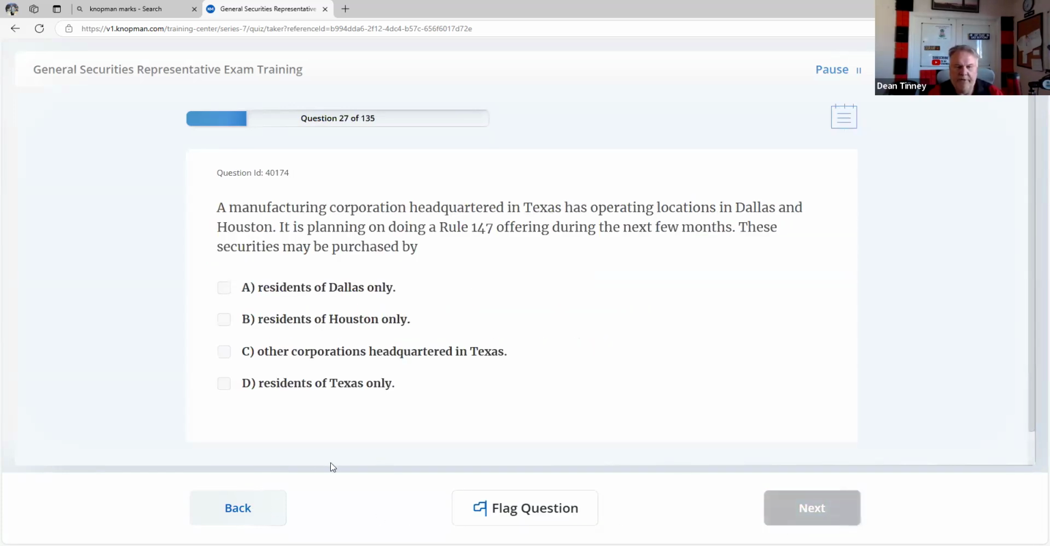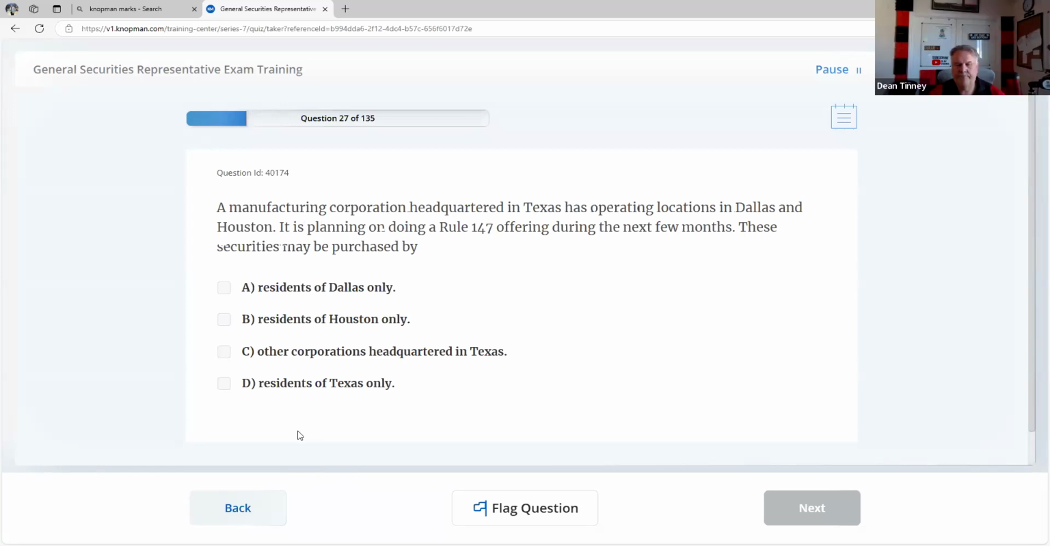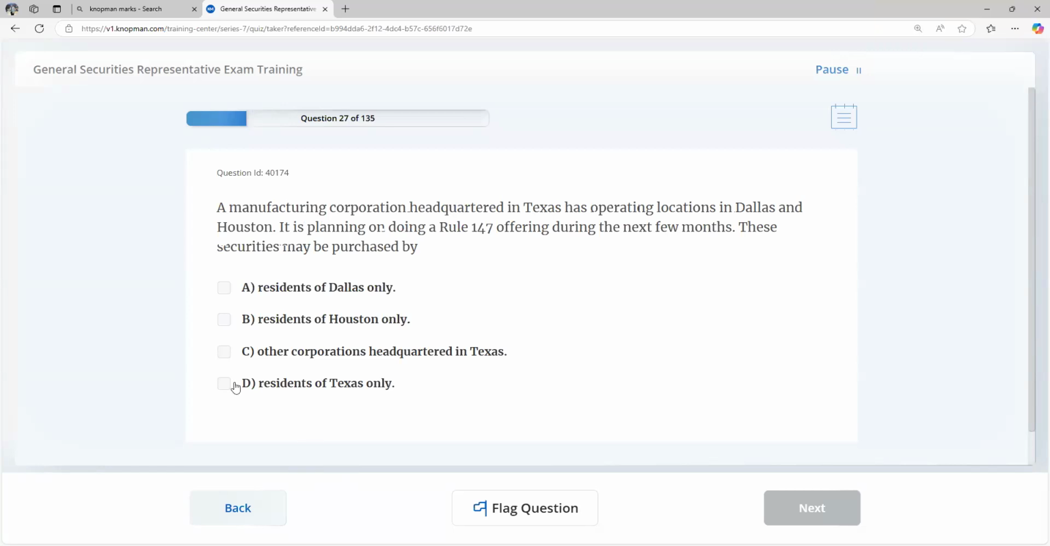A manufacturing corporation headquartered in Texas has operating locations in Dallas and Houston. It's planning on doing a Rule 147 offering during the next few months. These securities may be purchased by residents of Texas. It's only in the state of Texas, not the city. Yeah, perfect.